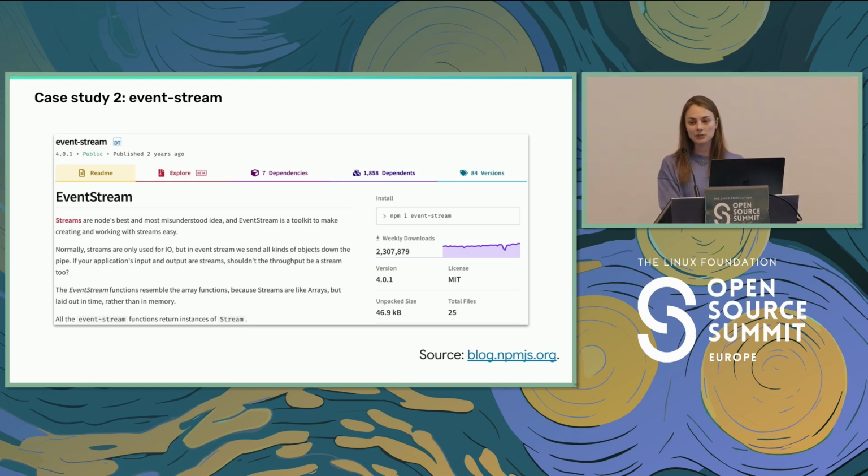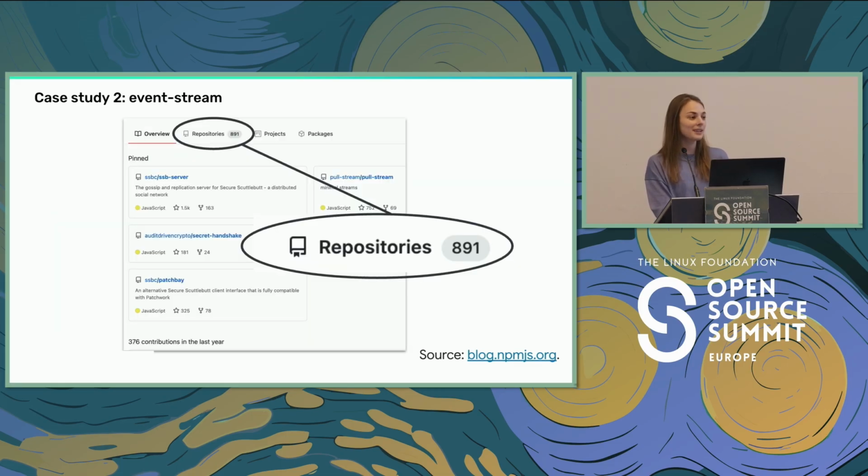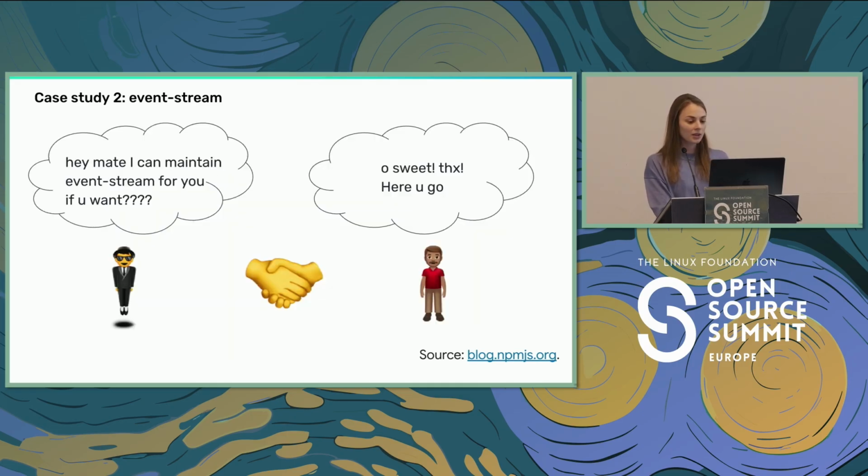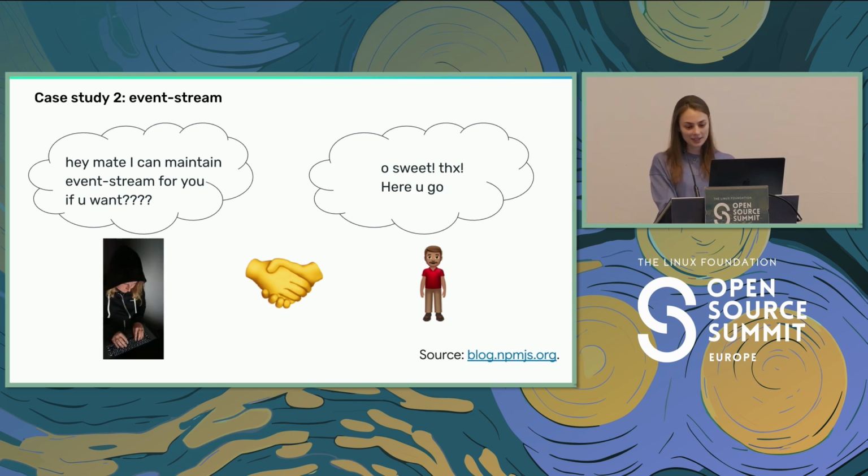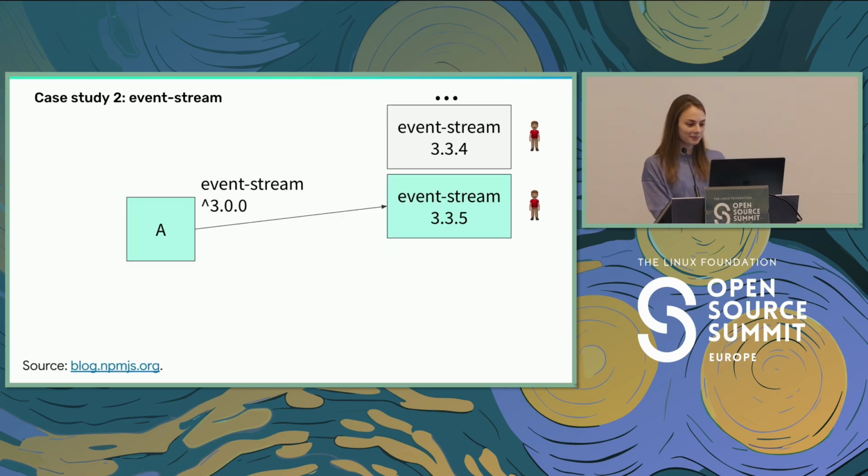EventStream is a helper package for working with streaming data, but it hadn't been in active development for a couple of years. Its author had a lot of other things going on, so they let maintenance of the package fall by the wayside. So when a user contacted the author and offered to take over the project, the author understandably saw it as an opportunity to shed some responsibility and handed ownership over to this person. The problem was, as you may have guessed, that this person was a hacker.